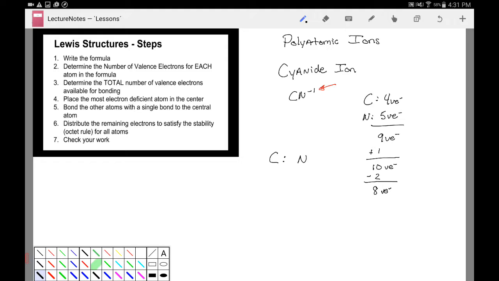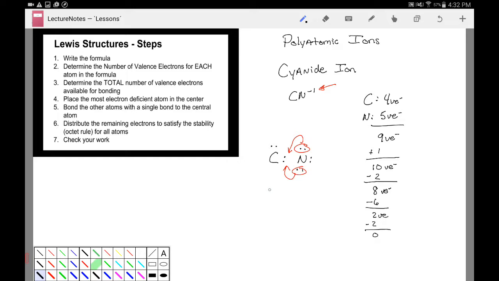We're going to start placing those 8 around the nitrogen to fulfill its octet. 1, 2, 3, 4, 5, 6, which brings us down to just 2 valence electrons to satisfy carbon's octet, which is not going to be enough. So to fulfill carbon's octet, we're going to need to take some of the electrons from nitrogen, and we're going to need to use them as part of a multiple bond with the carbon.